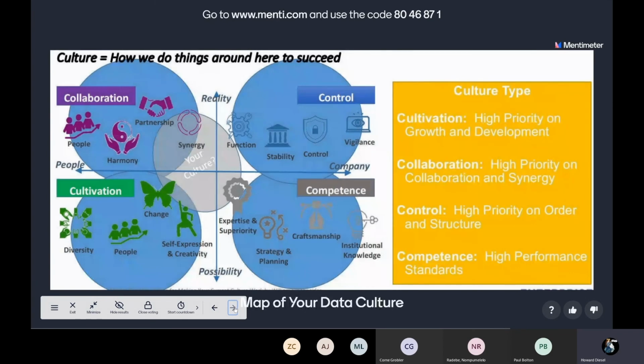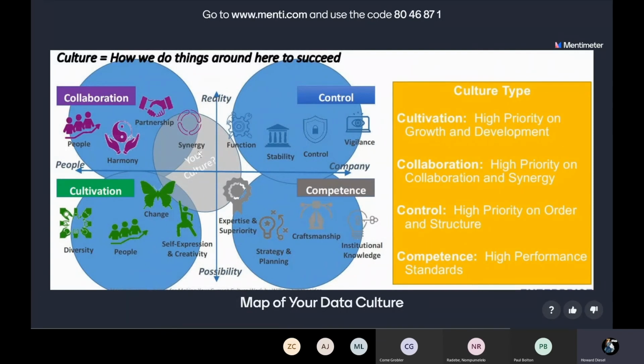So this is what we're looking to build as we try to have this grouping and understanding, and then we want to place our culture in a certain area. As I was saying, in the current day there's no way you can have no control, and of course you can't have no competency either. So we've got to build this correctly. Cultivation is a high priority on growth and development, and that's on the people side. We then have collaboration, which is a high priority on collaboration and synergy, how we interact together, the teams, things like that.